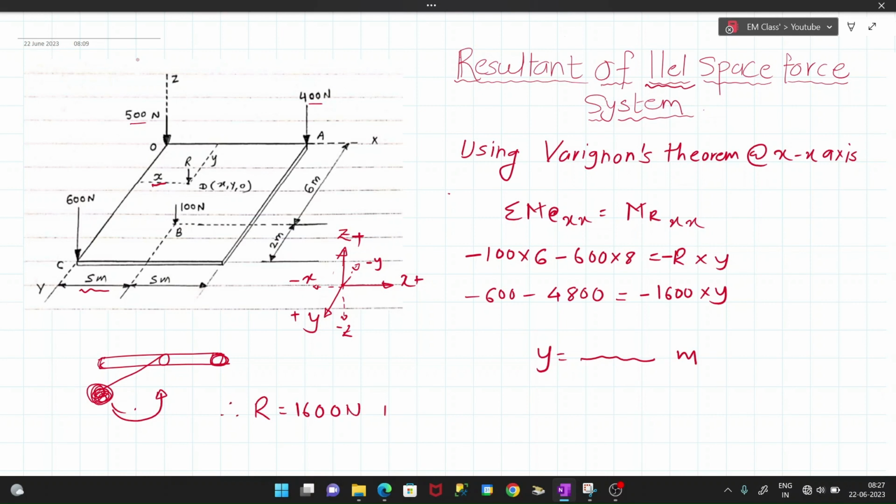Therefore, it is acting at this x, then this y, and then that is 0.